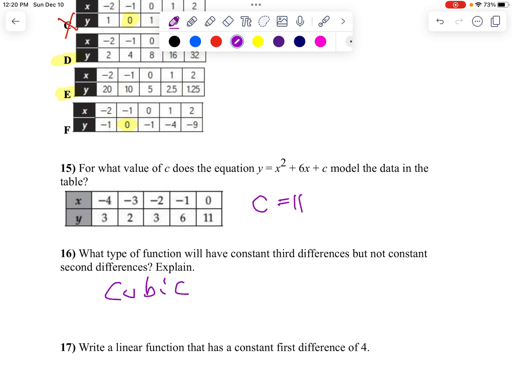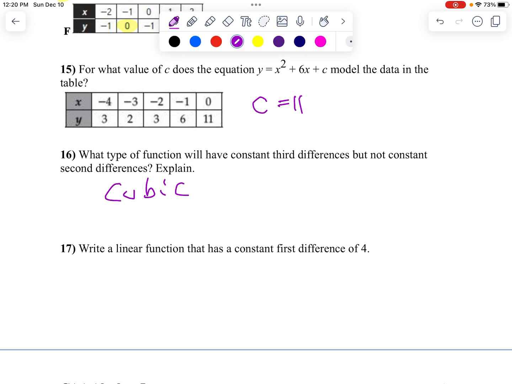And then write a linear function that has the first differences of 4. Well, your first differences are your slope. So I know the slope on question 17 is going to be 4. So I'm going to say y equals 4x. It really doesn't matter what I put with 4x, does it? I'm going to go 4x plus b, because b could be anything.